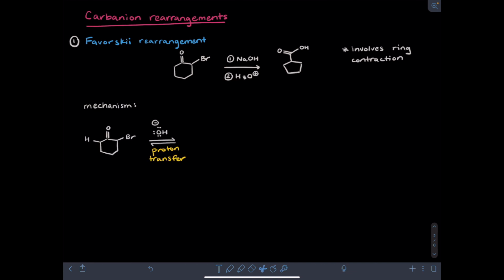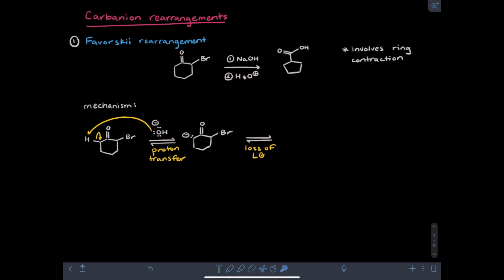The mechanism for this reaction involves a first step of a proton transfer rather than a nucleophilic attack of the carbonyl. The hydroxide acts as a base and deprotonates the position alpha to the carbonyl, opposite the position with the bromine attached. This forms a conjugate base, an enolate, where this newly formed carbon lone pair is in resonance with the adjacent carbonyl.